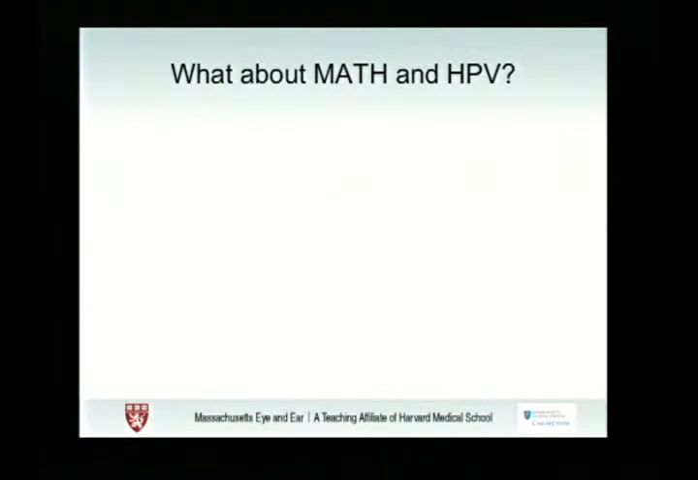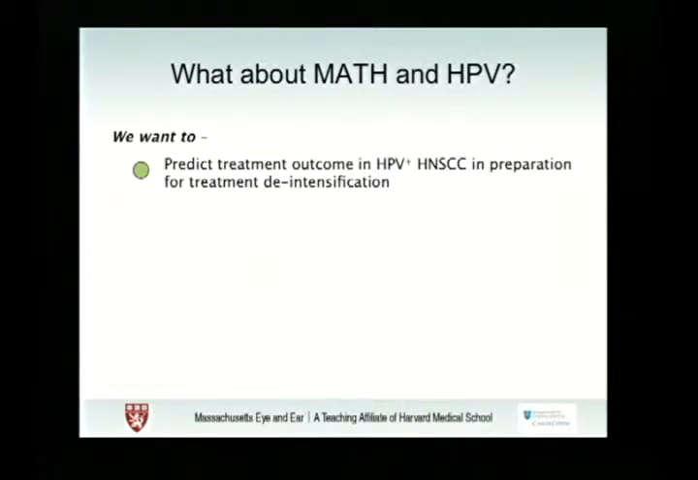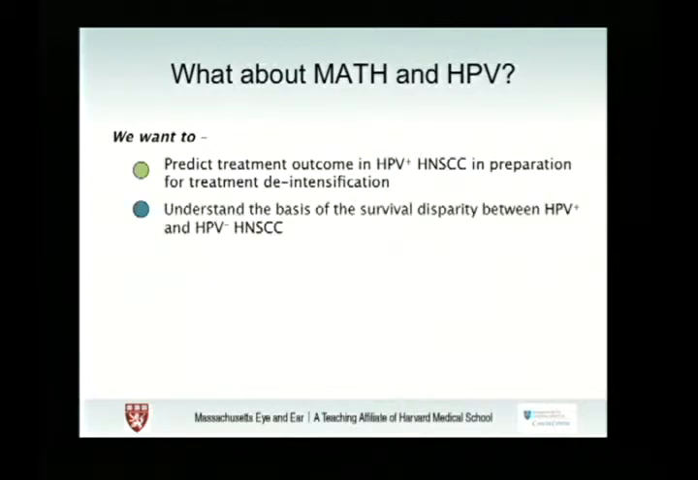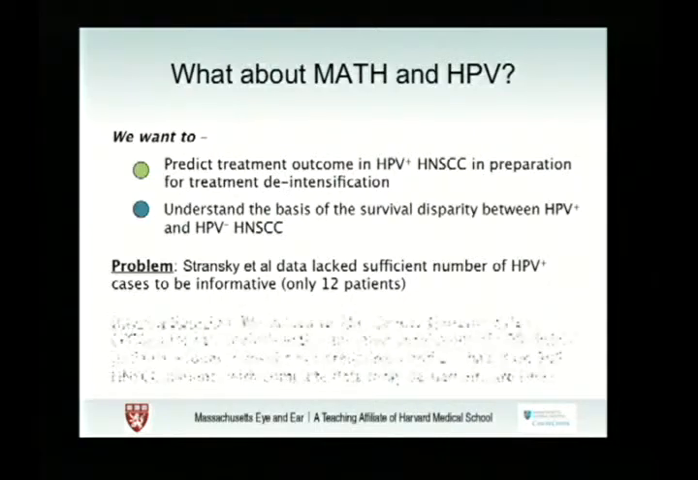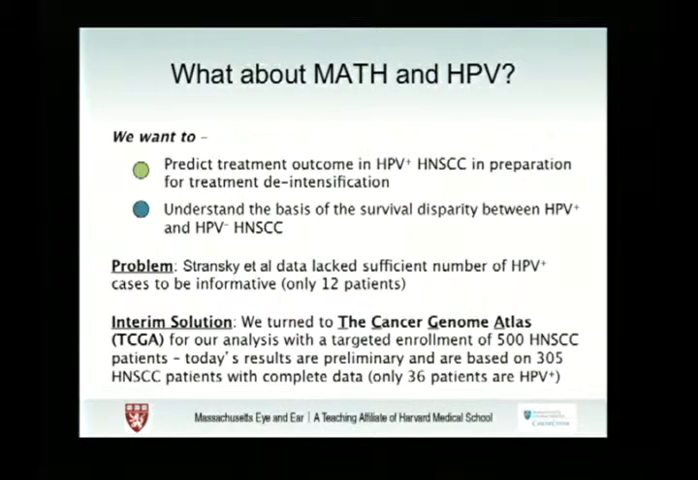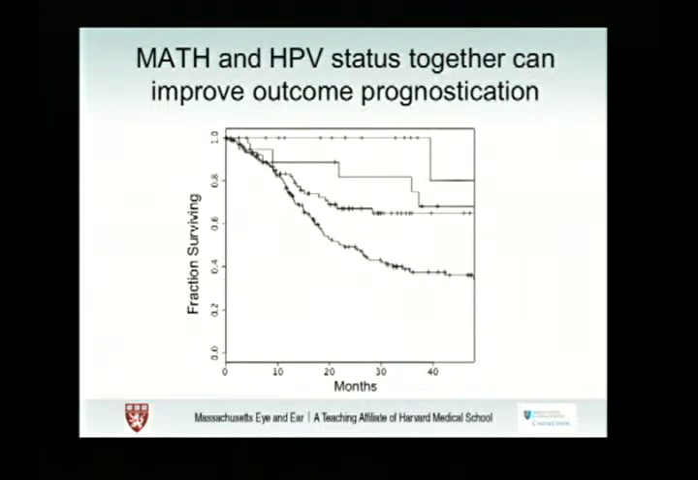Next slide. So MATH and HPV. Next, if you remember, we want to predict the outcome, understand the survival disparity. The problem was the Stransky set was too small. So we did use the TCGA data, and there were 36 patients who were HPV positive. We put that together. They're independent. And next slide. So this is the HPV positive group where they had low MATH scores.